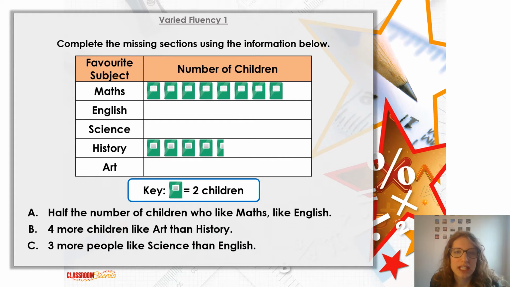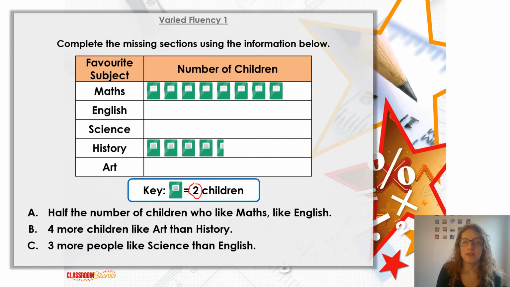Okay, let's have a look at this one then. Complete the missing sections using the information below. We have favourite subject down one side: English, maths, science, history and art, but only maths and history have been filled in. Each book is worth 2 children. That's important to remember.